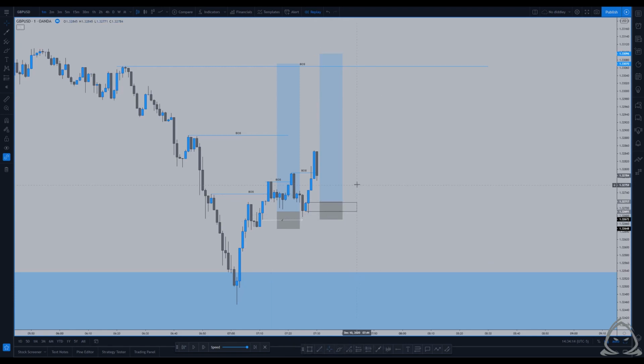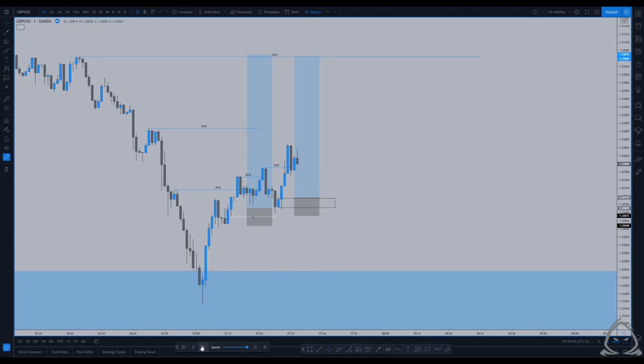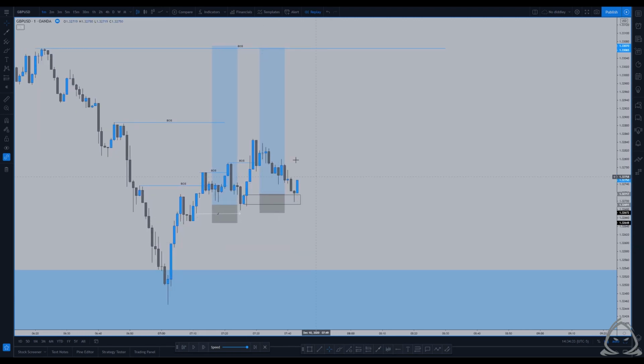A 4.5 pip stop loss is unbelievable compared to most strategies out there. So it's not very big, even if we're targeting the highs. I don't want to get into risk to reward quite yet, but a 7R trade on the cards, great. So what we can see is we'll just keep playing price forward. Price taps in.